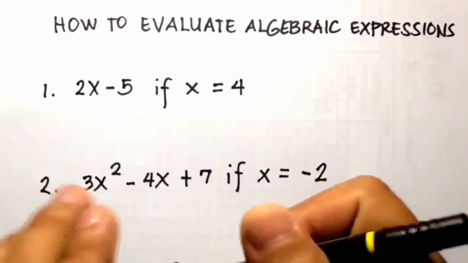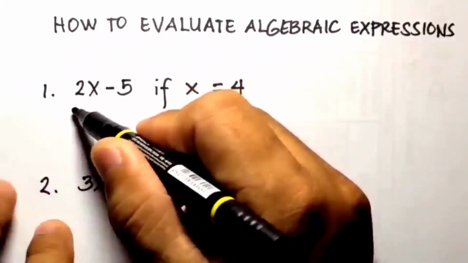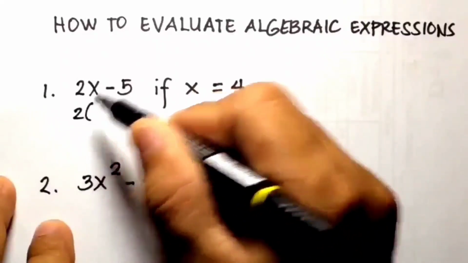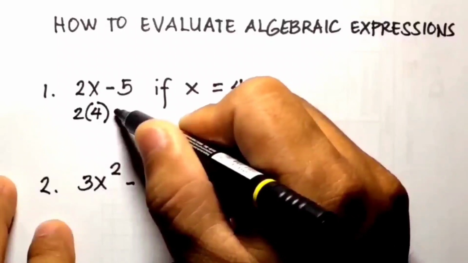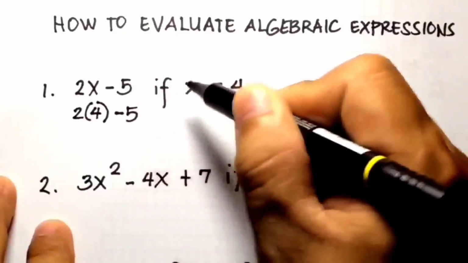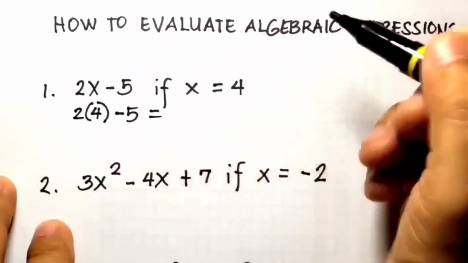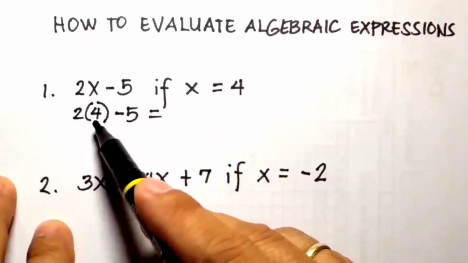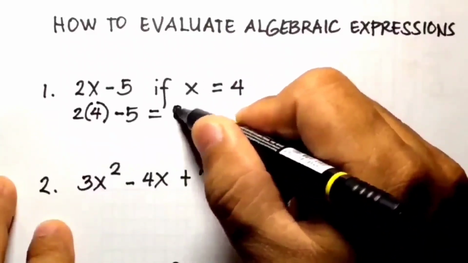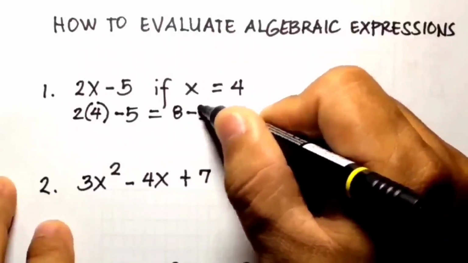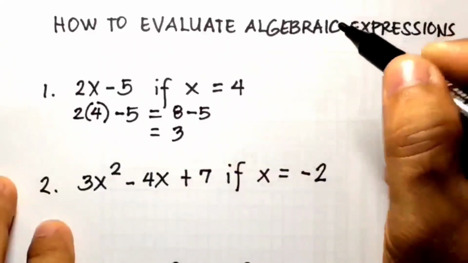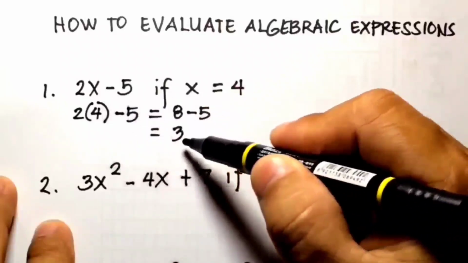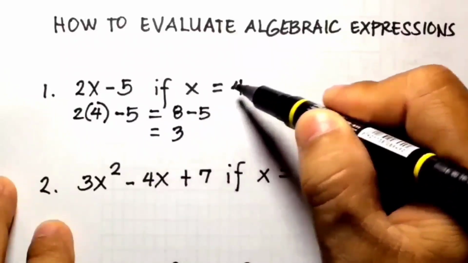Substitute this one with 4. So we're going to have this one as 2 times the value of x, 4, then minus 5. Then this will be equal to 2 times 4 is 8. 8 minus 5, this will be equal to 3. So 2x minus 5 is equal to 3 if x equals 4.